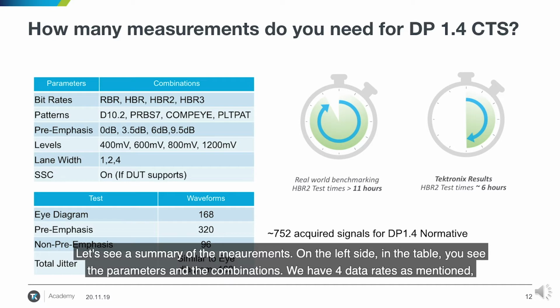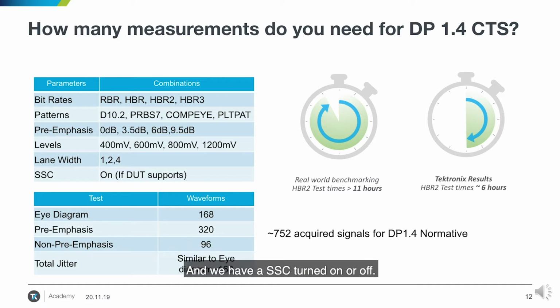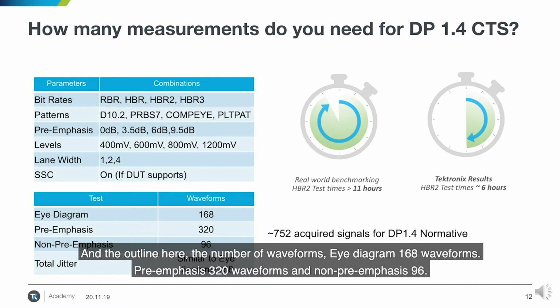Let's see a summary of the measurements. On the left side in the table, you see the parameters and the combinations. We have 4 data rates as mentioned, different patterns defined by a standard, pre-emphasis levels, 4 levels. We have 4 levels of voltage swing and 1, 2, 4 lanes. And we have a spread spectrum clock turned on or off. And we outlined here the number of waveforms: eye diagram 168 waveforms, pre-emphasis 320 waveforms, and non-pre-emphasis 96.